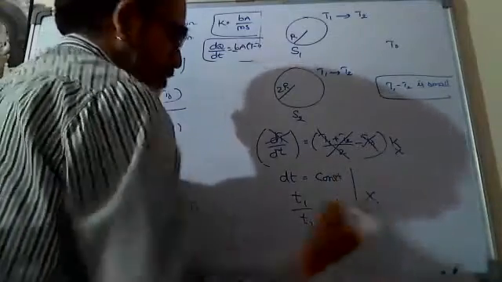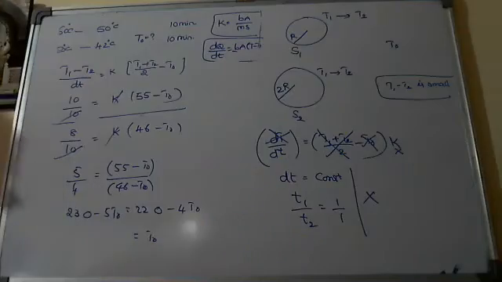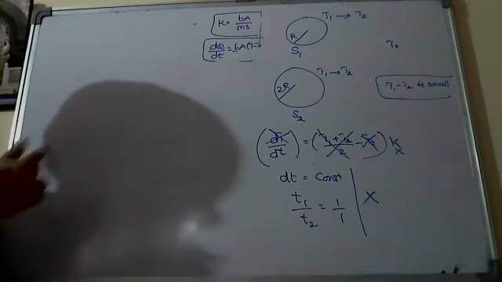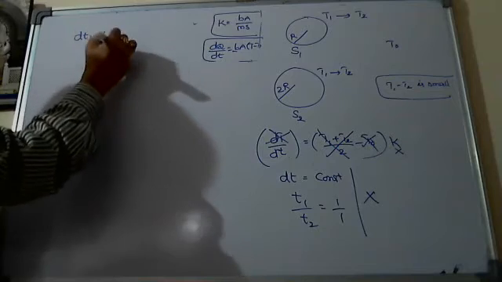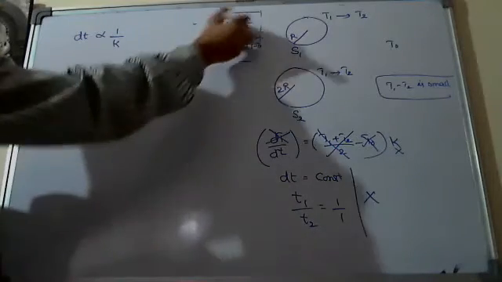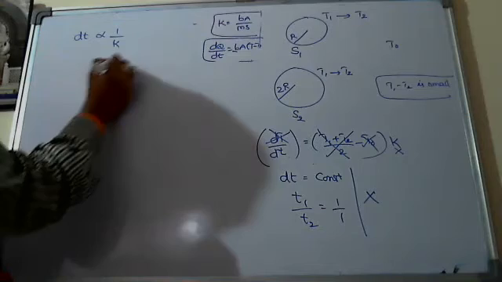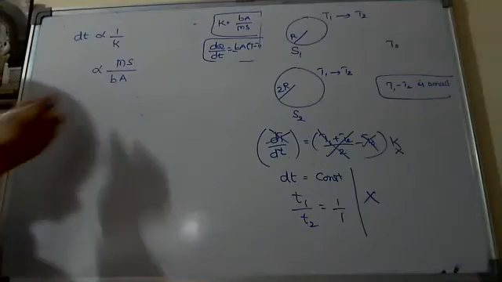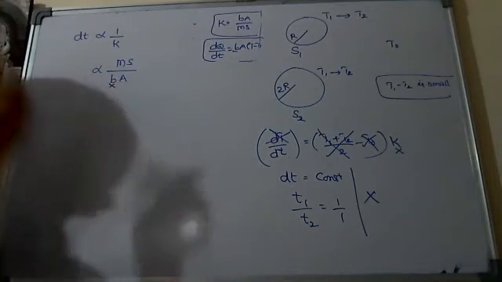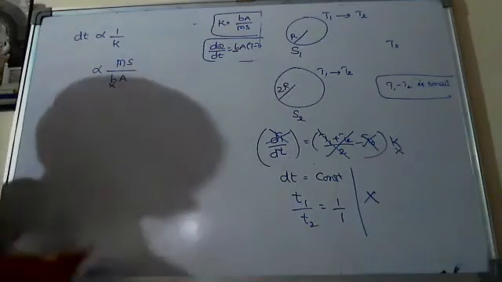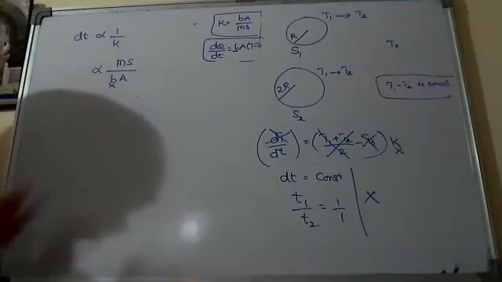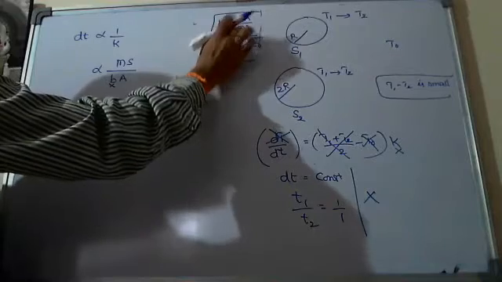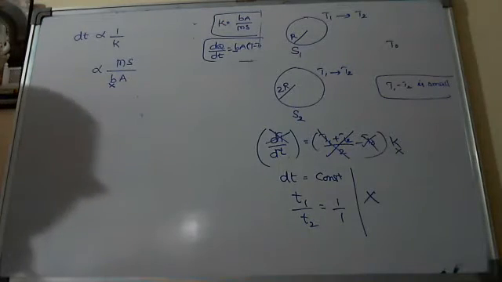I think this is absolutely wrong. Why? Because dt is inversely proportional to K. So dt is inversely proportional to K means, from this equation, K is BA by MS, where B is a proportionality constant, independent of anything. But K depends upon the surface area, mass, and specific heat. That is the problem.